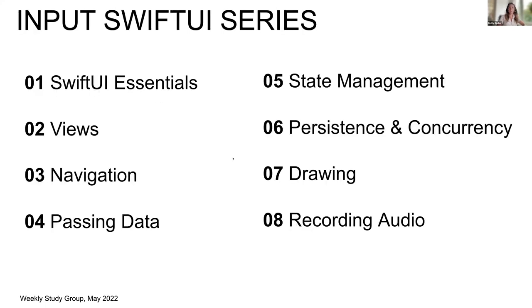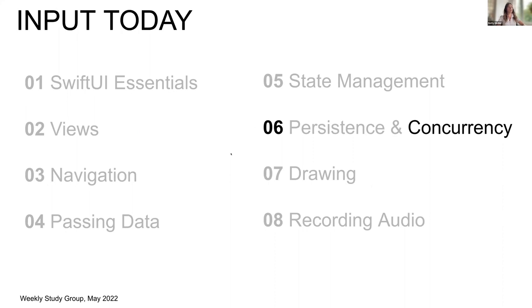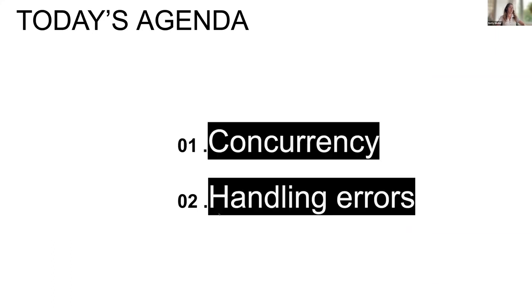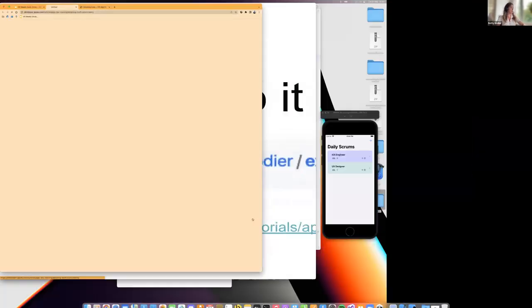The input of this SwiftUI series is to take all the chapters of the tutorials. You can see all the chapters here, and the topic for today is concurrency. More precisely, here you can see the chapter of the tutorial, and we will do the fourth focus. It is about concurrency and also handling errors. So let's do it.